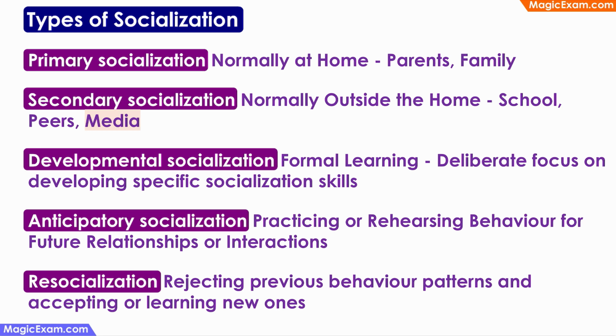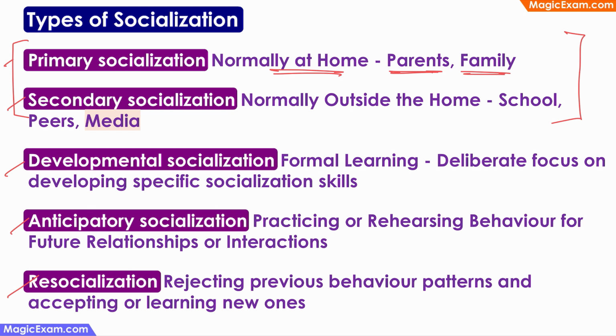Next, let us look at the various types of socialization. There are 5 main types of socialization, which are primary, secondary, developmental, anticipatory, and resocialization. Now, from your exam point of view, primary socialization and secondary socialization are very, very important because very frequently we see questions asking us to identify which are primary or secondary types of socialization. Now, primary socialization normally happens at home, and this happens through parents or the family. So this is the first type of socialization that happens to any child.